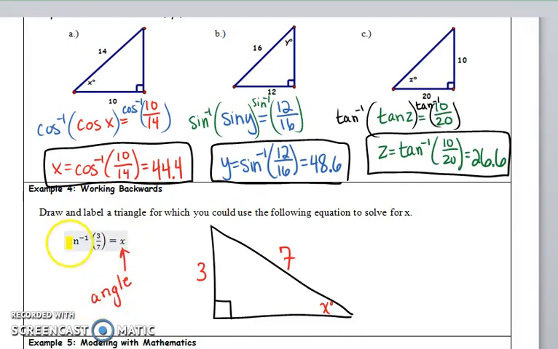And the reason I know that is because I'm given the inverse sine function, meaning that in order to solve for this angle, I had to take the inverse sine of the ratio of the two sides. So the inverse sine of the opposite side divided by the hypotenuse side would get me angle x. And that's it. This is literally all I want you to draw for this scenario in example number 4.